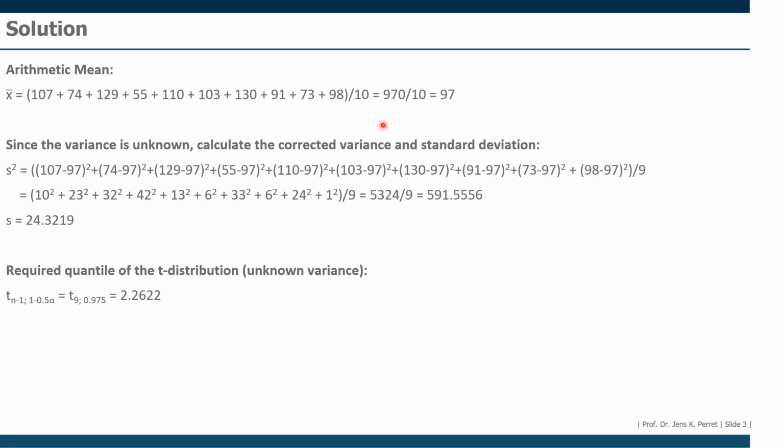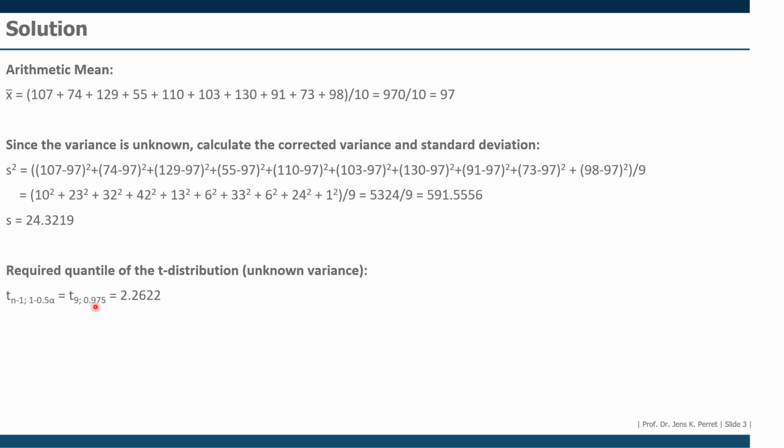N, we said, is 10 observations, so we have 10 minus 1, that's the 9 here. Then we have 1 minus 1 half alpha. Alpha is the error we make, the margin of error. If we have a 95% interval, it means the margin of error is 5%. So here for alpha we're using 5% or 0.05, giving us then a value of 0.975.